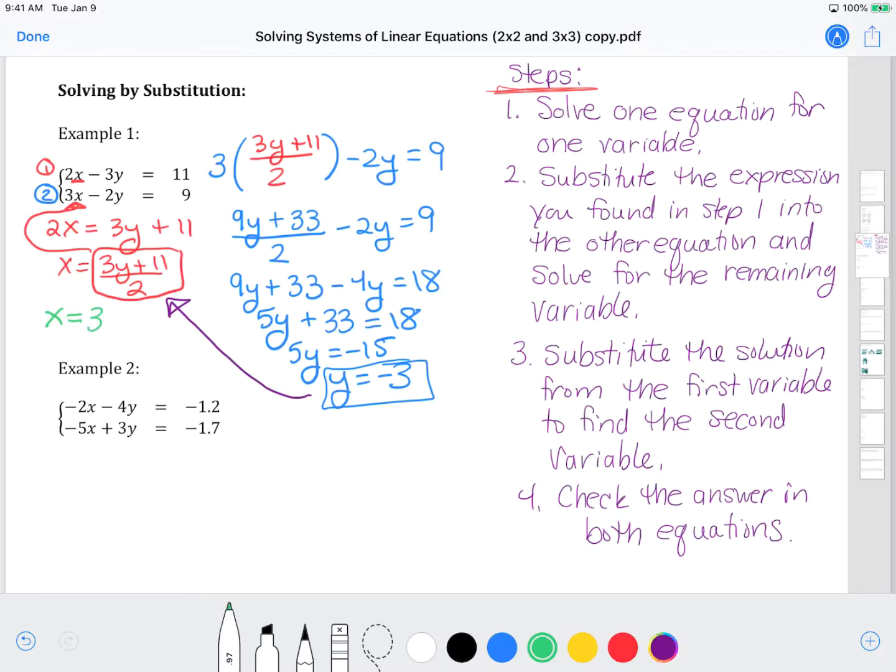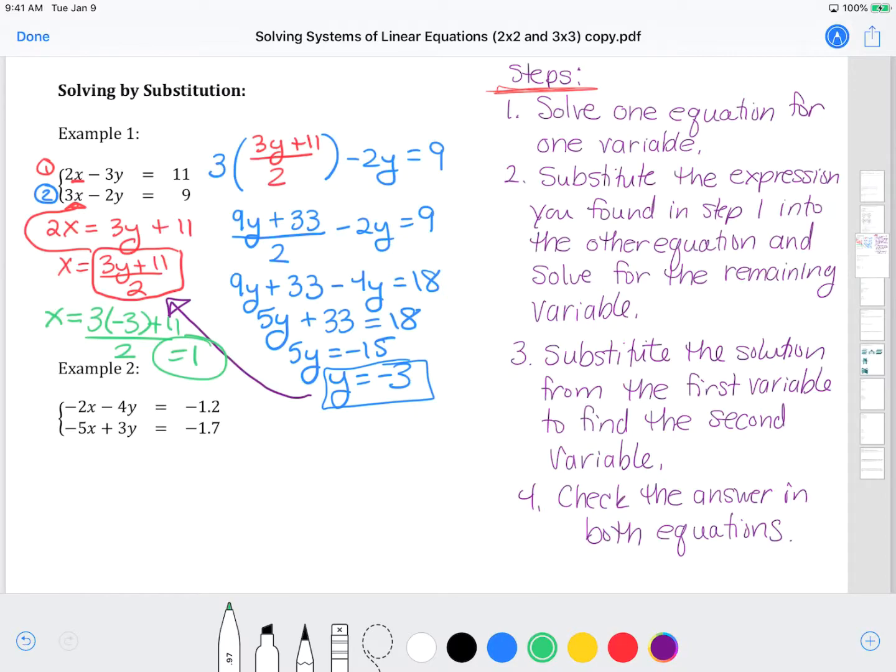So I have 3 times negative 3 plus 11 all over 2. So when I take negative 3 times 3, that gives me a negative 9. A negative 9 plus 11, positive 2. And then I take 2 divided by 2, and I get 1. So my answer is going to be 1 for x, and y is negative 3.